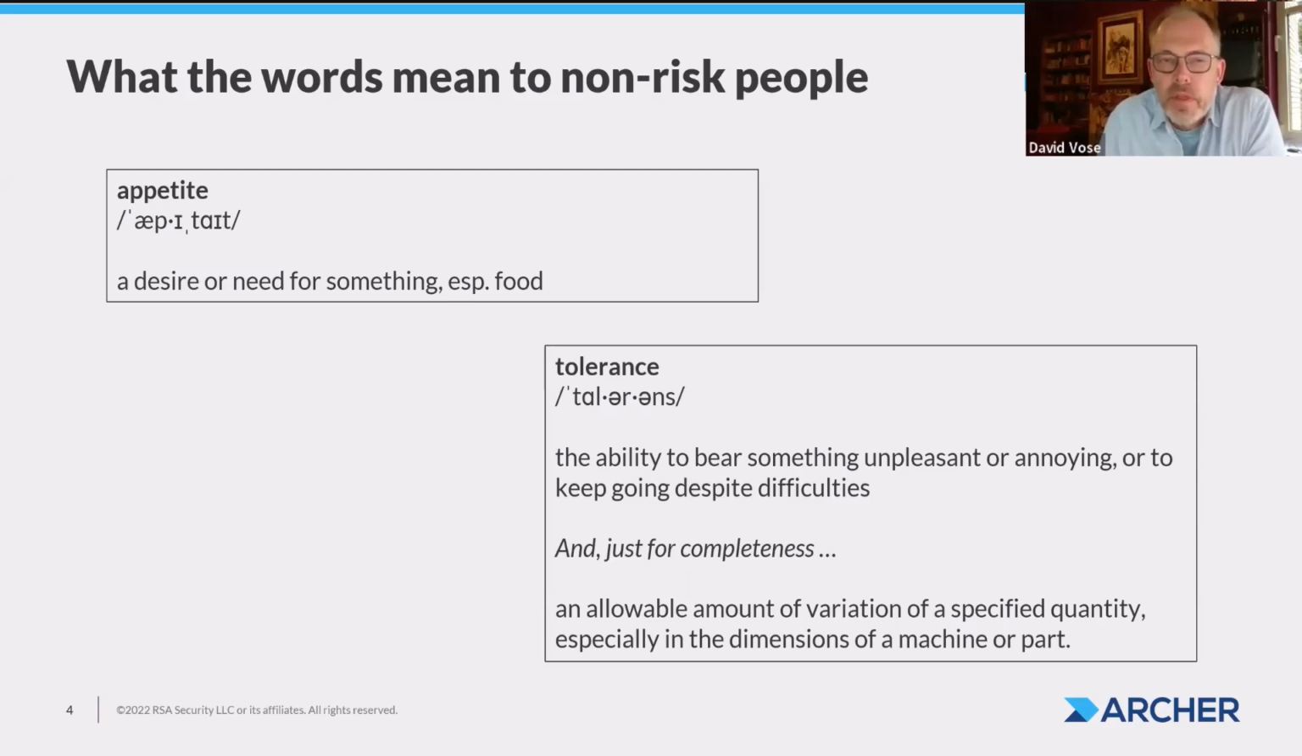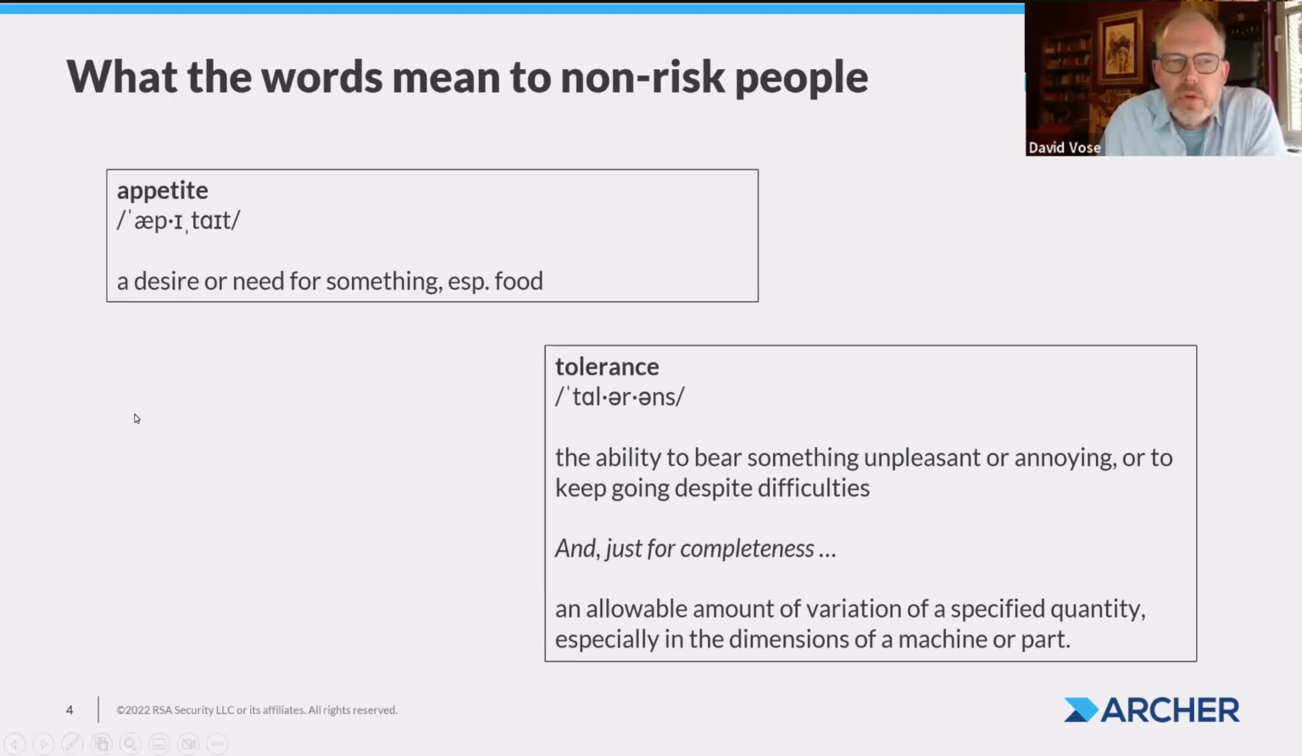And there's actually a second meaning of tolerance, more in the engineering world: an allowable amount of variation of a specific quantity. So, for example, if you've got a machine, there'll be a tolerance of some microns of variation that's allowed on, say, the diameter of a piston. All right, so we've got the individual understanding of what appetite and tolerance mean. So what do risk appetite and risk tolerance mean?